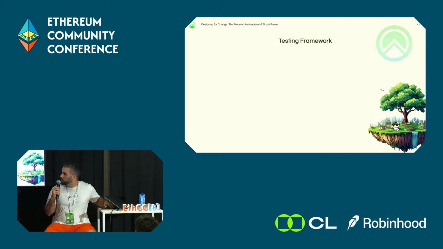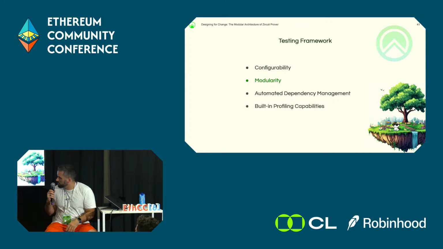And I'm running out of time, I believe, so I'm going to go quick on this one. The testing framework is configurable, modular, automated, and the nice thing is it has built-in capabilities, meaning you can use the same testing framework to measure how much memory and how much CPU is being used. That way you can test different topologies to see which one works best for you, which one is faster, which one aggregates more, which one gives you more TPS or faster finalization time. And you can use the same framework for both.